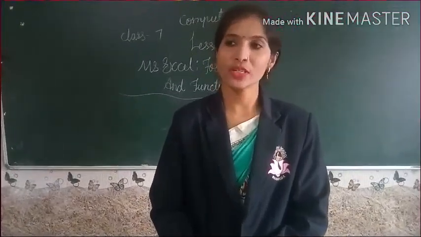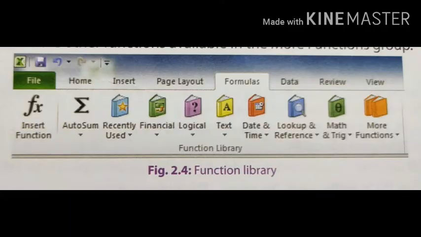Now we are going to see function library. The function library is a large group of functions on the Formulas tab of the ribbon. These functions are available under the following categories. AutoSum. It calculates the sum of a range of numbers. Recently used. All recently used functions are included. Financial. It is a list of financial functions such as accrued interest, cash flow, return rates, additional financial functions and others. Logical. It is a list of logical functions.